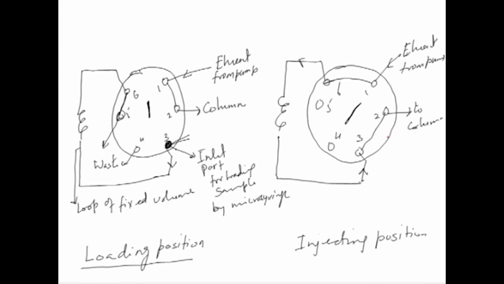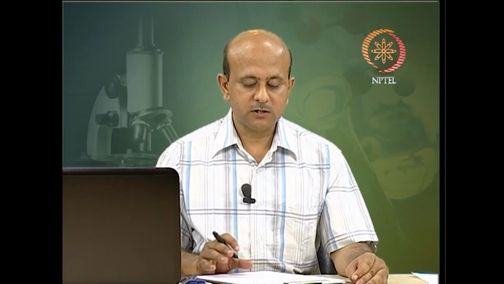When you have to inject again, what will you do? Again it will be brought to the loading position, and then again you have to do the same thing. These will go to the waste, actually both of them. So, this is a very good system, the injector loop, which could be used for loading or for application of the sample.